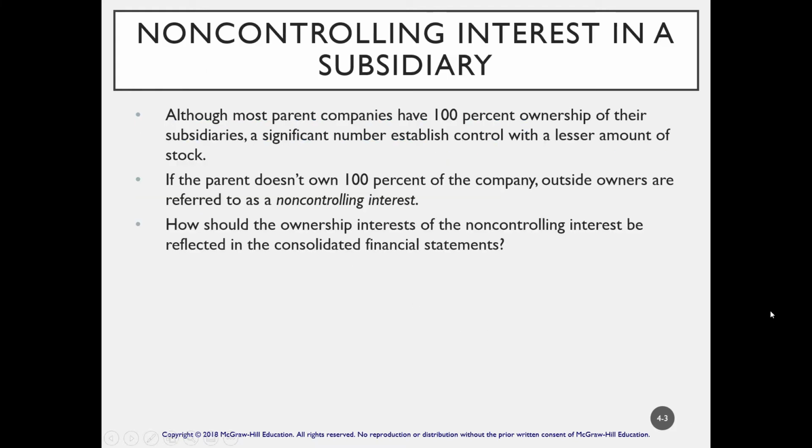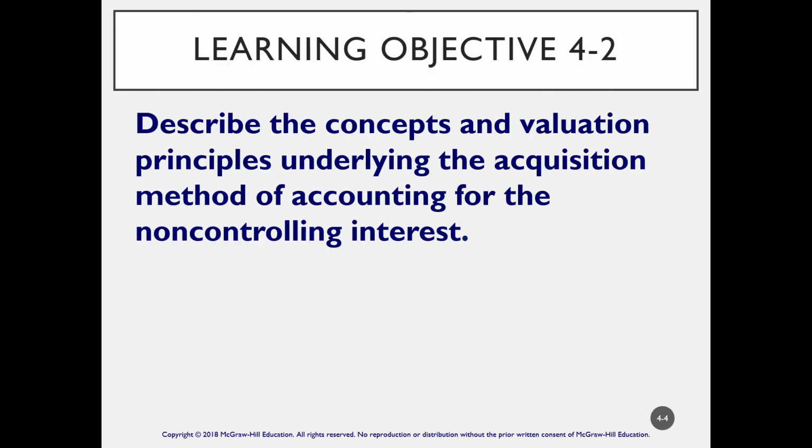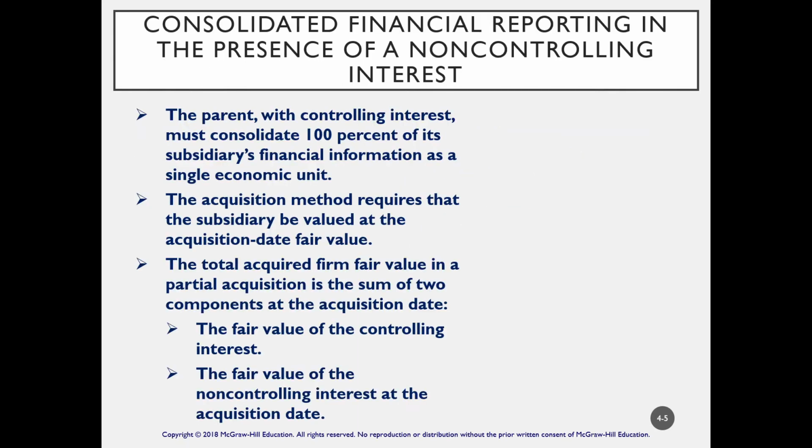So since we own less than 100%, now we have to account for non-controlling interest. The company that has control over the acquired company is the one that's going to report 100% and also has to report that non-controlling interest portion. So how exactly are we going to account for this non-controlling interest?